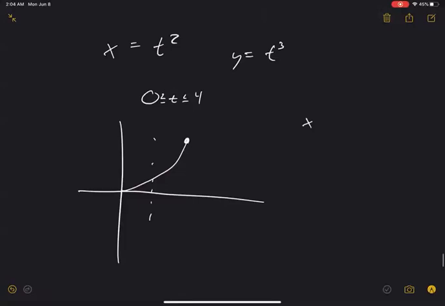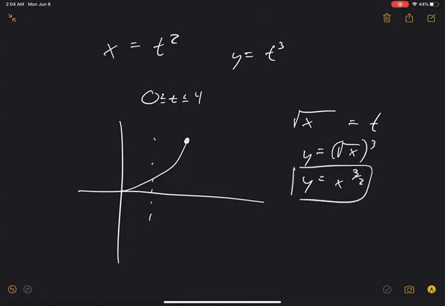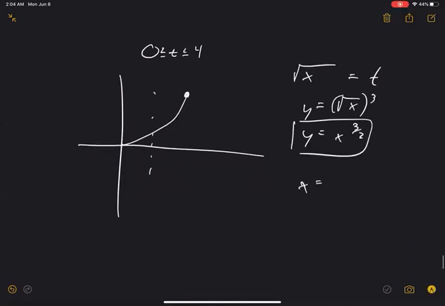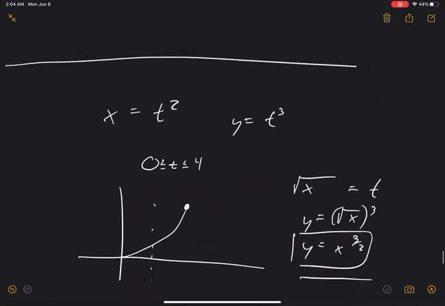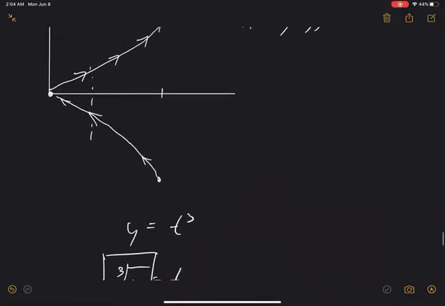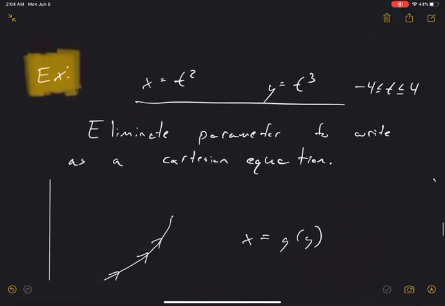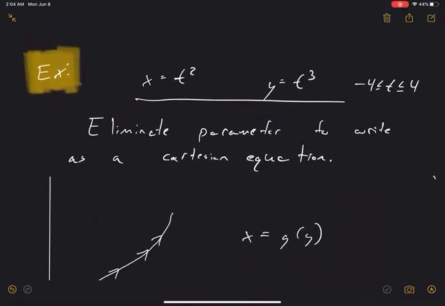I could say square root of x equals t, and then plug that into y and get y equals the square root of x, cubed, so y equals x to the 3/2. Or I could have done it the other way and gotten x equals y to the 2/3. In this case, either one would be acceptable. So a bit confusing there. I'll talk more about this in the problem video about which one to choose. But we can solve these sometimes either way.